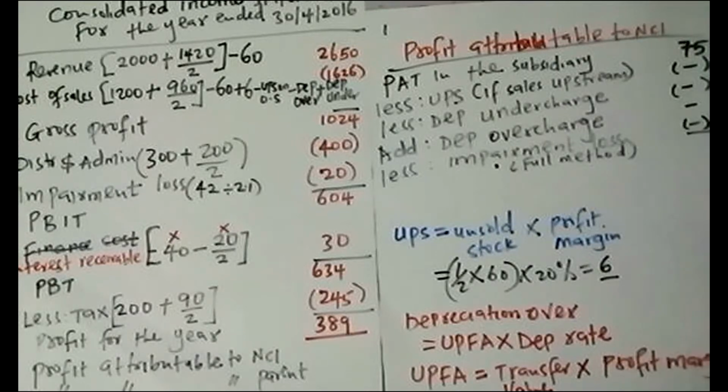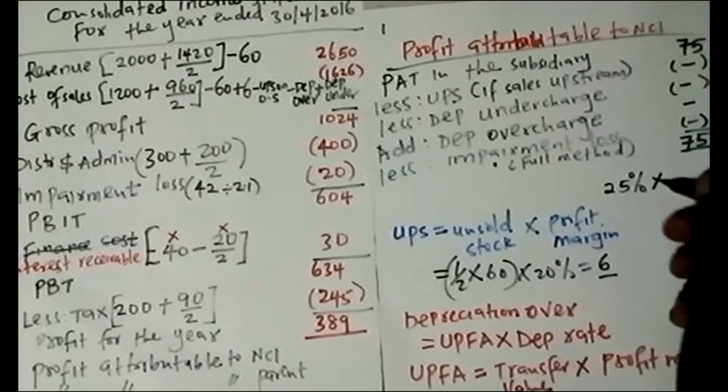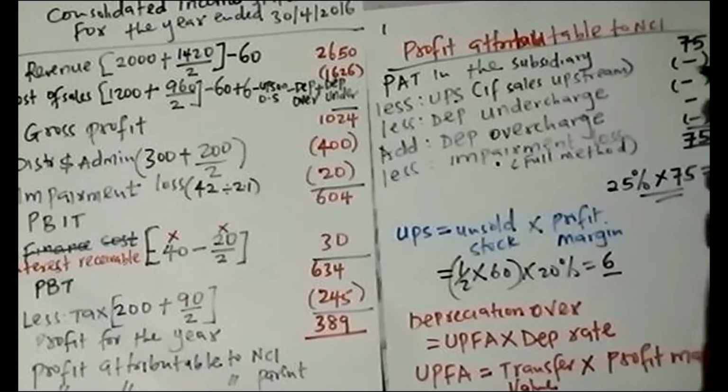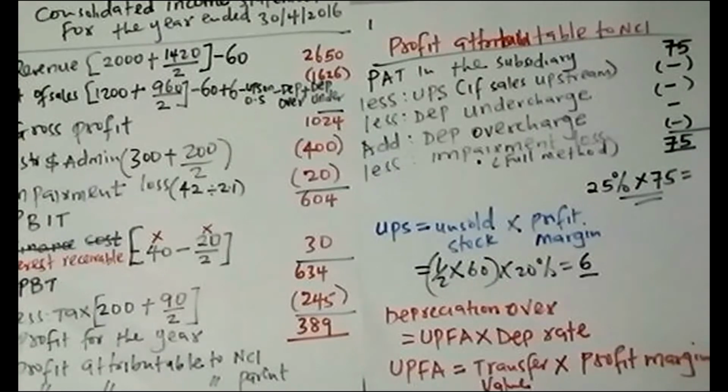So which means that we remain with 75. So this is what we have adjusted. So now you take the 25%, which is the NCI percentage, times the 75. So if these items could be present, you have known how to capture them. If you take 0.25 times 75, I'm getting 18.75. So 18.75 is what you record here.